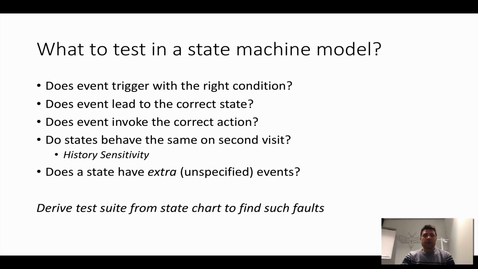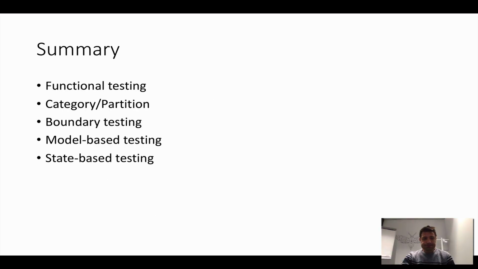Things to think about: does the event trigger the right condition? Does it lead to the correct state? Does the event invoke the correct action? Do we have some history sensitivity bug in there? For example, if I go to the same state twice, maybe it doesn't work. Are there extra unspecified events? So having a state machine helps us to think about those things.